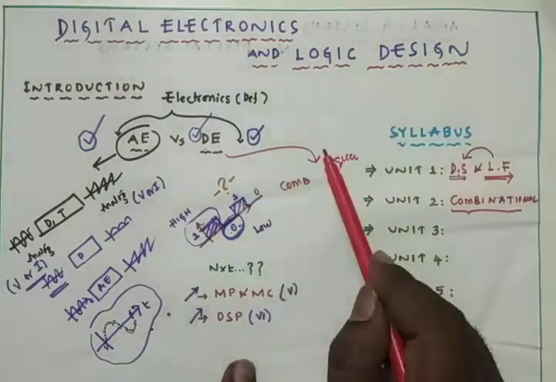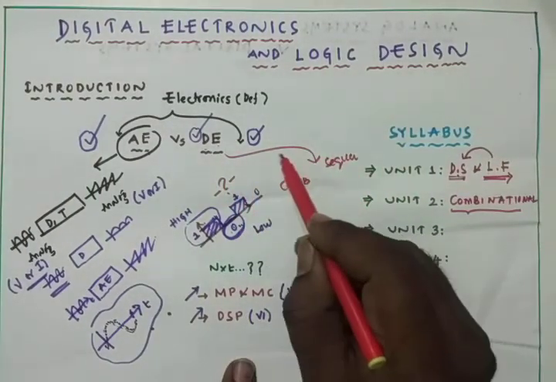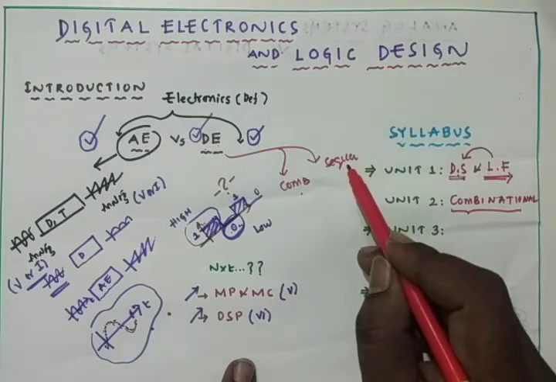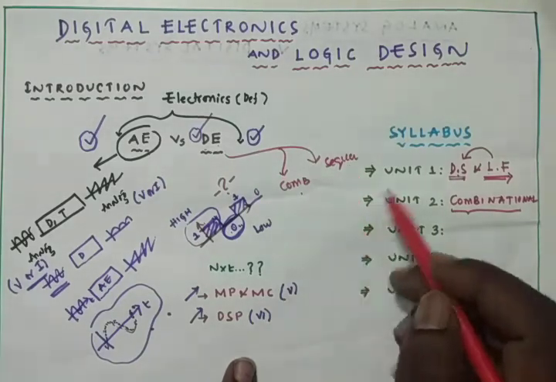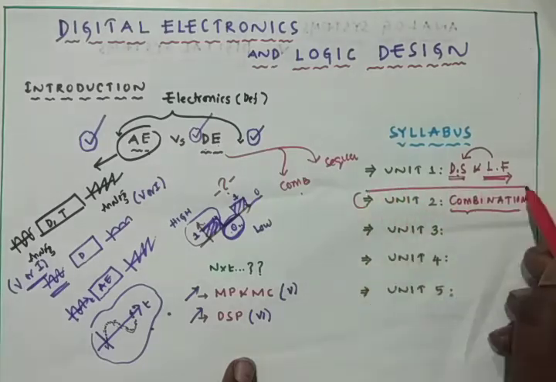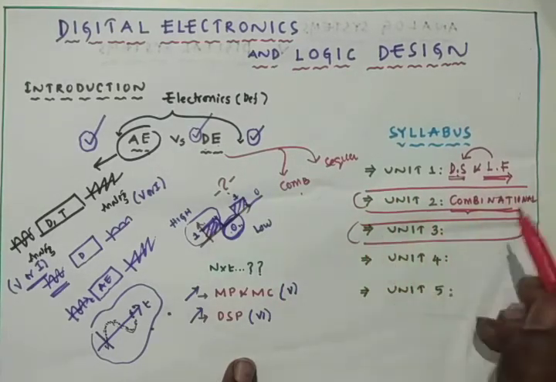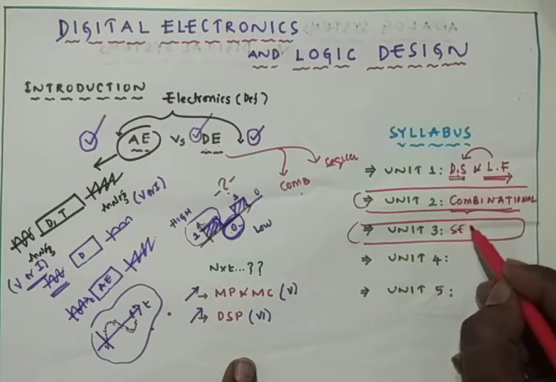Later on, digital electronics is also divided into two branches: one is called combinational circuits and the other is sequential circuits. The combinational circuits will be studied in the second unit and the sequential circuits will be studied in the third unit.